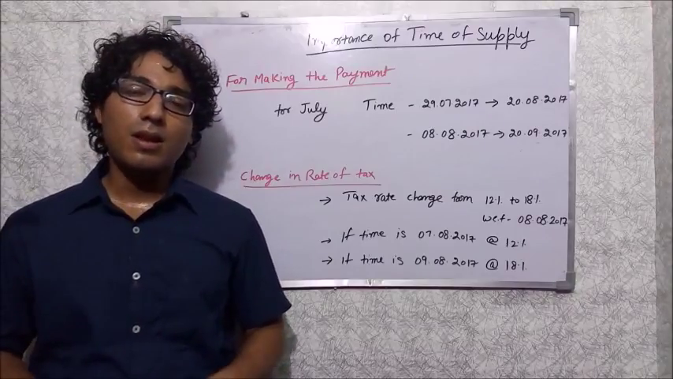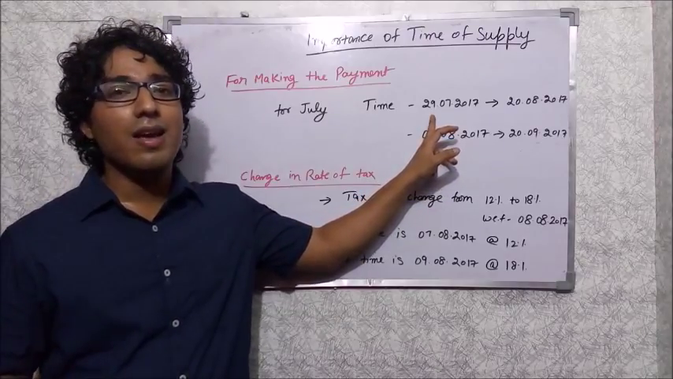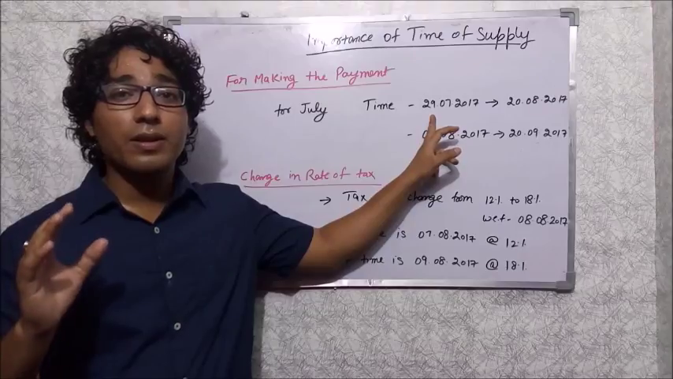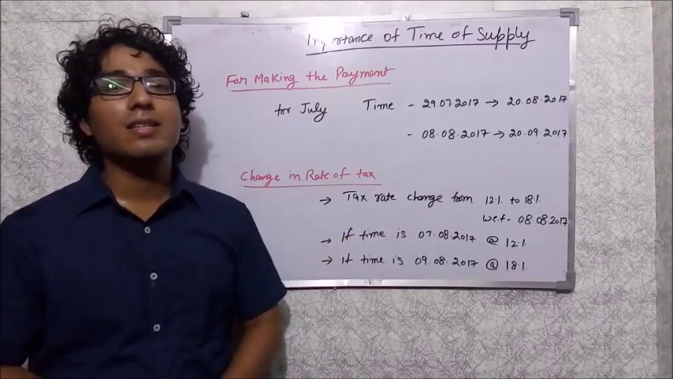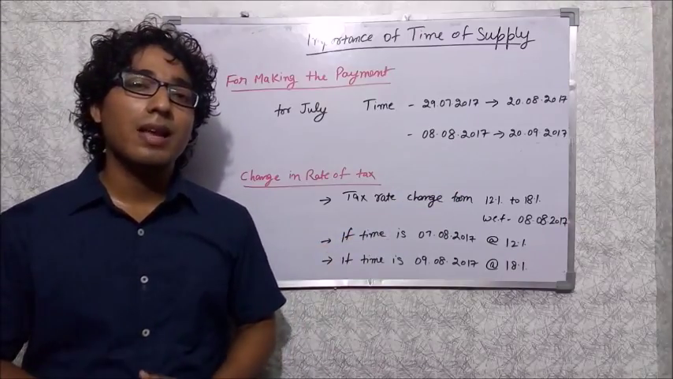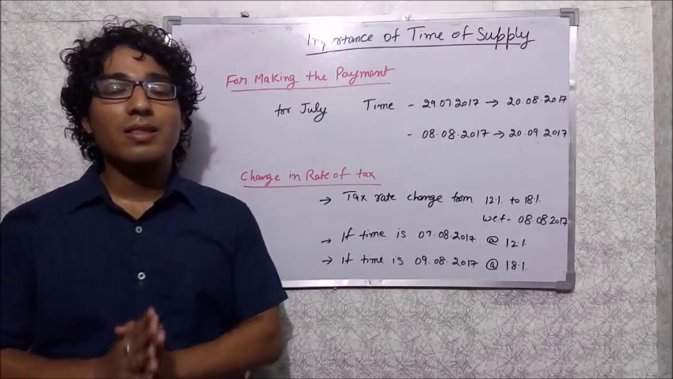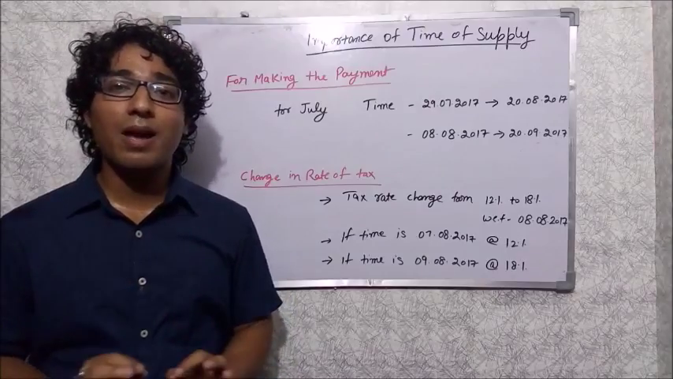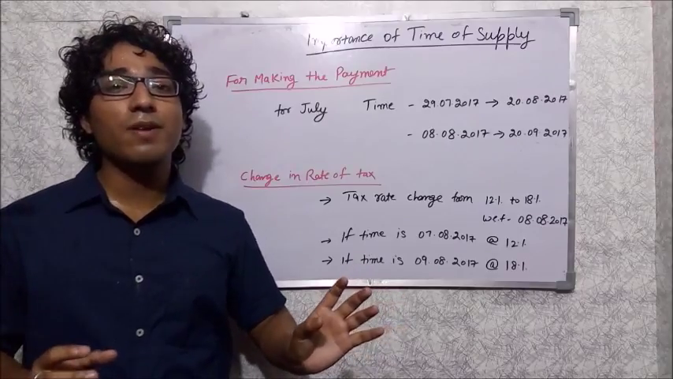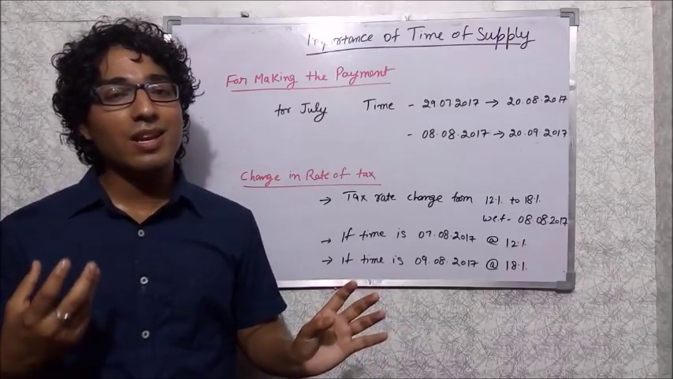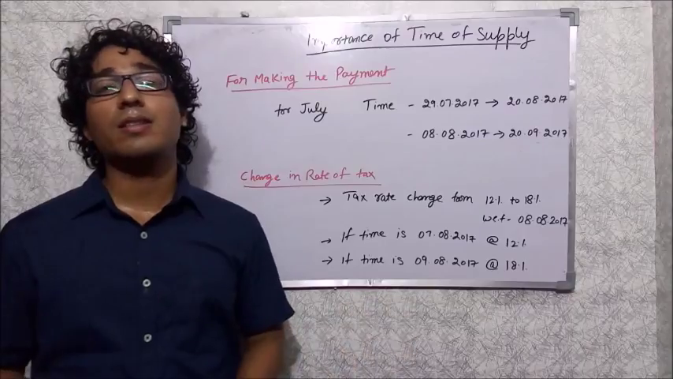And in the opposite way, suppose the time of supply of goods or services was 29th July 2017 and you mistakenly thought that the time of supply is 8th August 2017. Then in this case, if the department catches you, they will also charge interest on the delayed payment of taxes. So make sure that you correctly determine the time of supply so that you can save the opportunity cost, or you can also save the interest on delayed payment of taxes if the government catches you by way of audit or by another means.